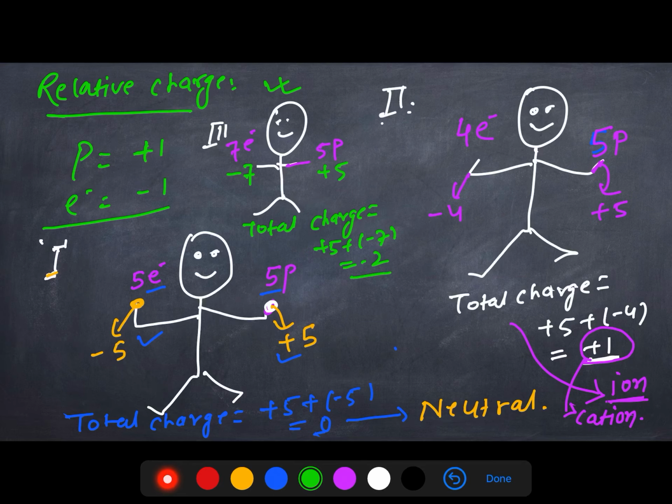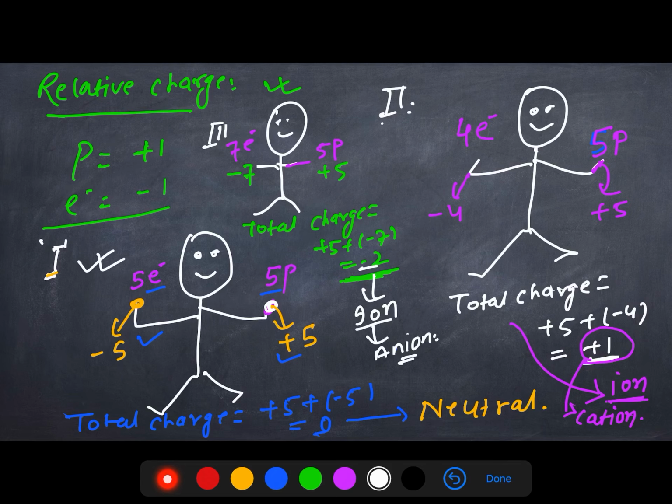If you replace this person again with an atom, this atom, if it contains 5 protons and 7 electrons, is going to show a net charge of minus 2. Again, it's not a neutral atom because it's showing some net charge, right? Which is not 0. So it's a case of an ion. Which ion? Since it is showing negative charge, it's an anion.